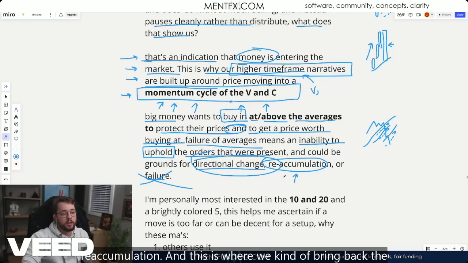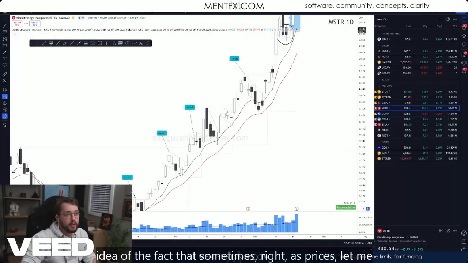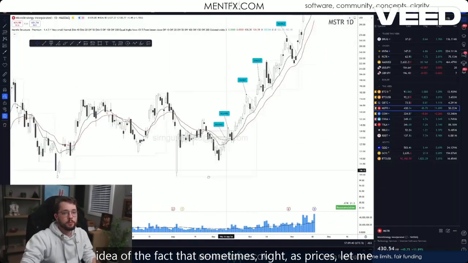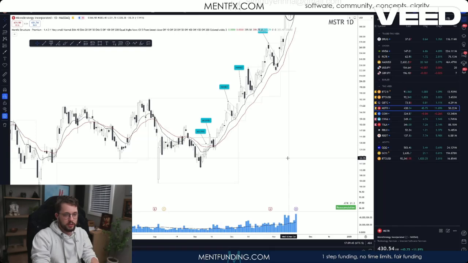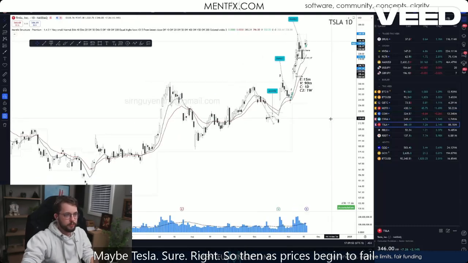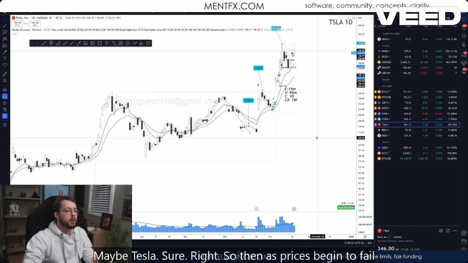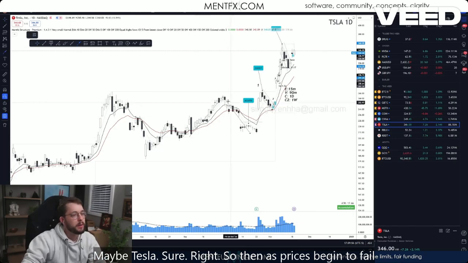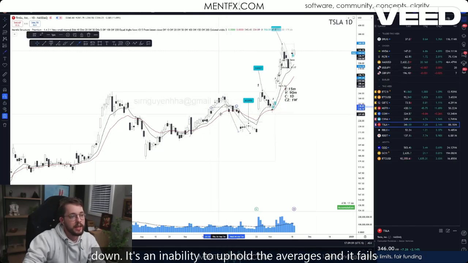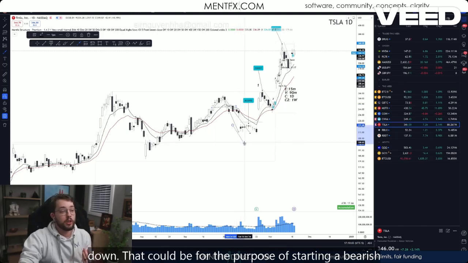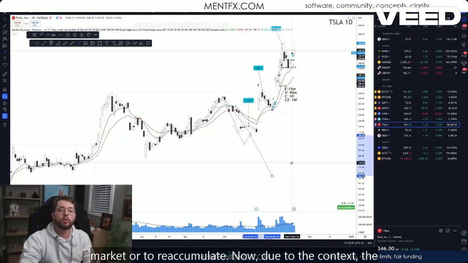And this is where we kind of bring back the idea of the fact that sometimes, right, as prices, let me think about this in terms of something I traded recently. Maybe Tesla. Sure, right? So then as prices begin to fail down, so this is a major failure, right? This is a failure down. It's an inability to uphold the averages and it fails down. That could be for the purpose of starting a bearish market or to reaccumulate.